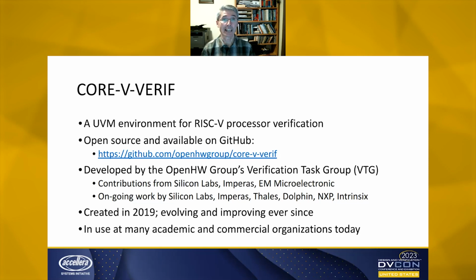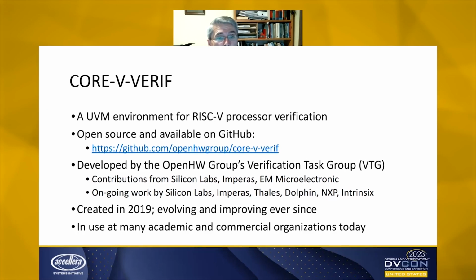What we'll be talking about today is probably the largest project within the Open Hardware Group. It's called CORE-V-VERIF. This is a SystemVerilog UVM environment specifically targeting RISC-V processor verification. So this is a verification environment that's specifically targeted at verifying a RISC-V core. This is an open source artifact. It's available on GitHub right now. Go to that URL, or just use DuckDuckGo to search for Open Hardware Group CORE-V-VERIF.